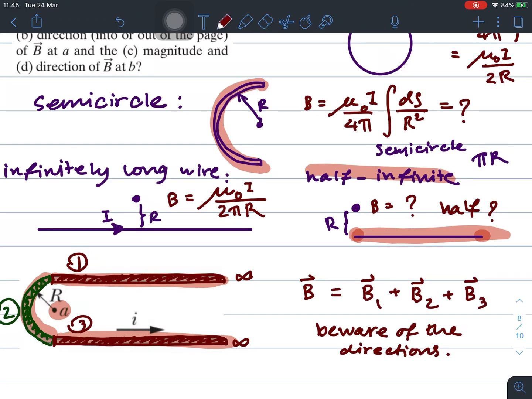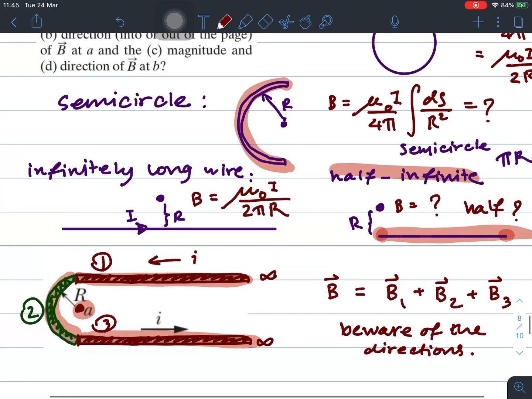So you need to look at the direction of the current here. If part 1 has the current going to the left-hand side, what would be the direction of the magnetic field at A? And for part 2, if the current goes counterclockwise, what would be the direction? Use the right-hand rule to do that, and also for part 3. Once you get the magnitude and the direction, just add them together.